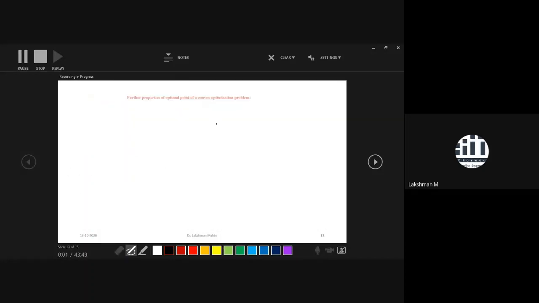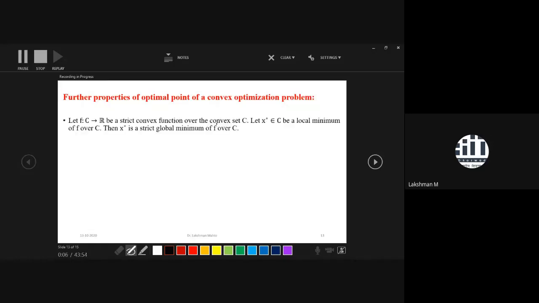Then I will talk about a few further properties of a convex optimization problem and the optimal point of a convex optimization problem. So if you put a condition that f, apart from being convex, is strictly convex over the convex set C, then you can say that any local minimum x star would be a strict global minimum of the function over this set as well.